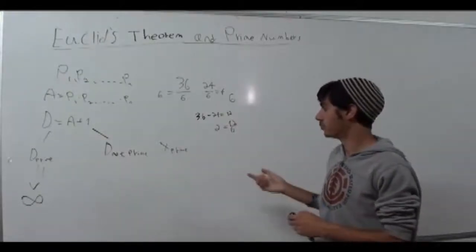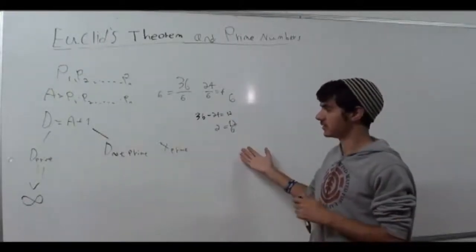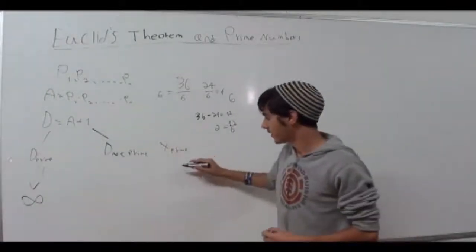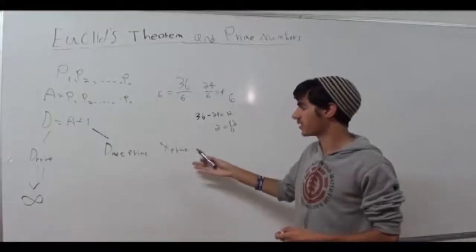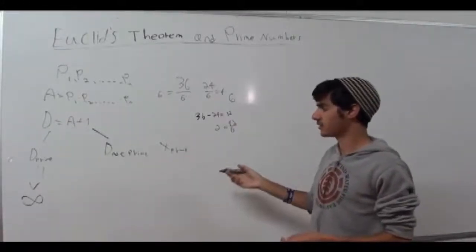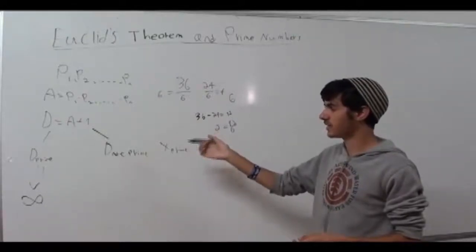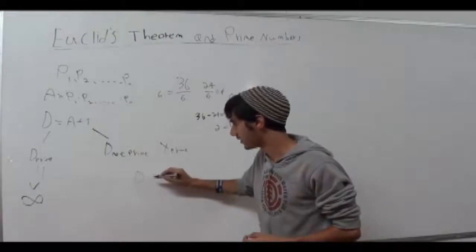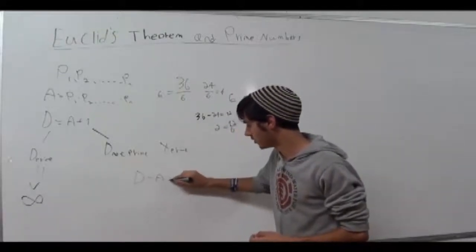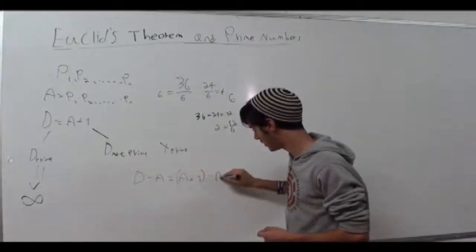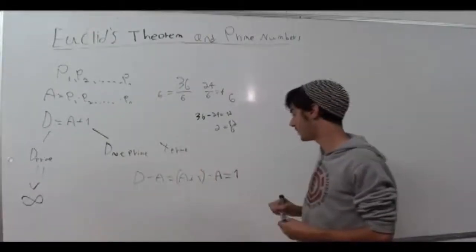Now, we will use this same rule on this. So, as you can see, to prove that x cannot divide A, we have to prove that x cannot divide the difference between the two numbers. The difference between D and A is equal to A plus 1 minus A, or is equal to 1.